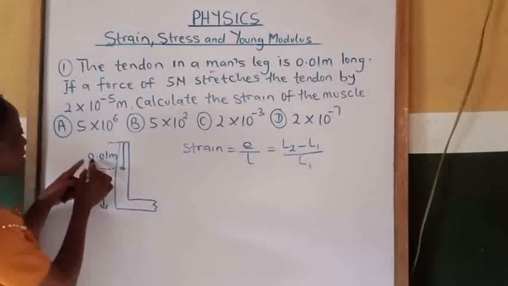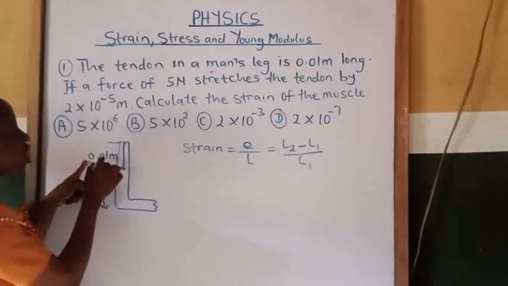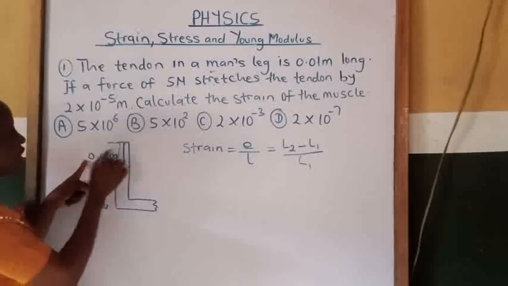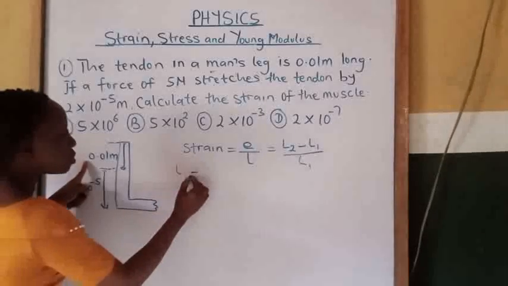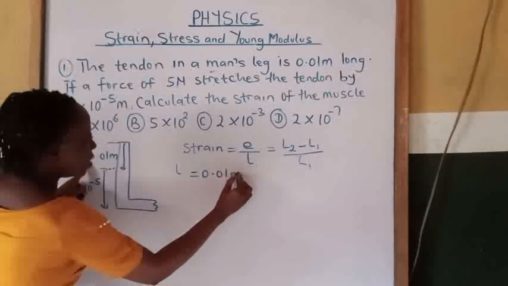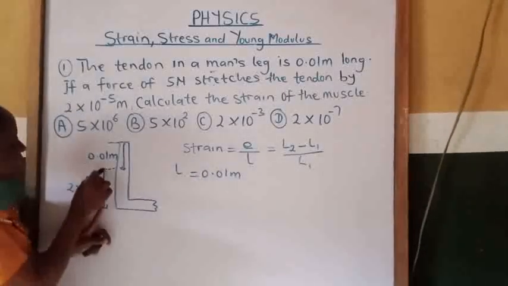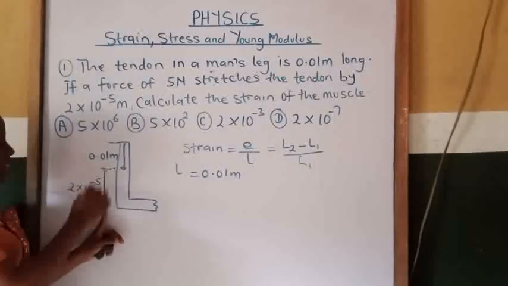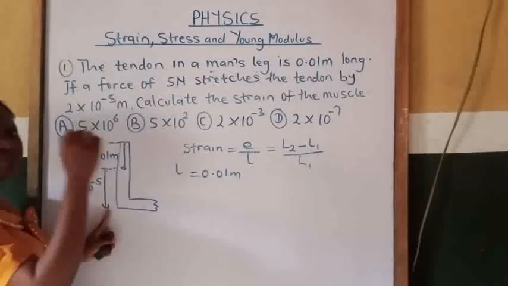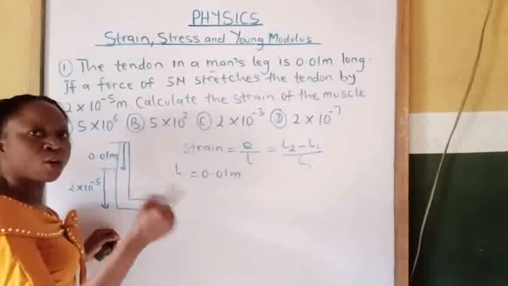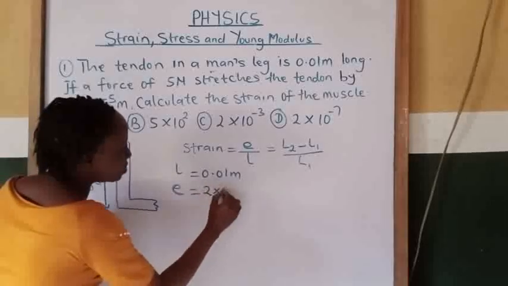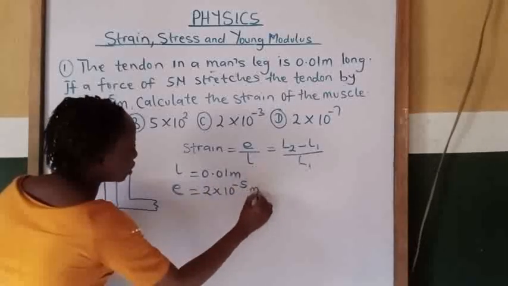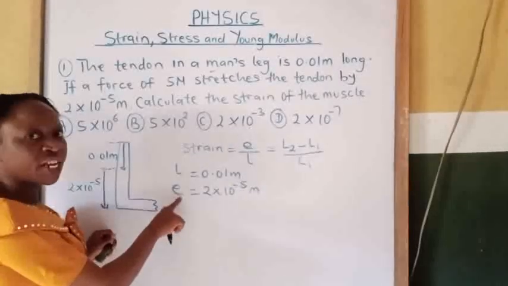Let's come back to this place. 0.01 is the original length of this tendon, so let's call it L, L equal to 0.01 meter. But there is an increase in length by 2 times 10 raised to power minus 5. The increase in length is the same thing as extension. Therefore, E equal to 2 times 10 raised to power minus 5 meters, where E is extension, that is change in length.